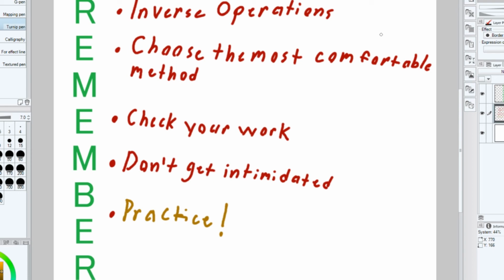So yeah, basically that's it. I hope this helped you in understanding multi-step equations.